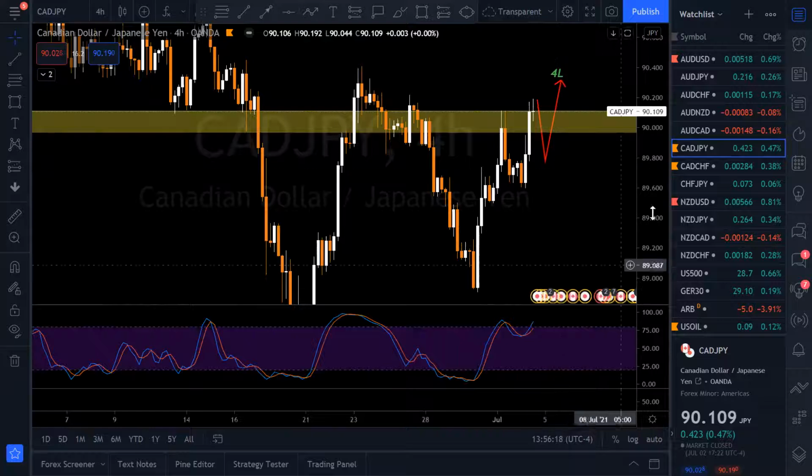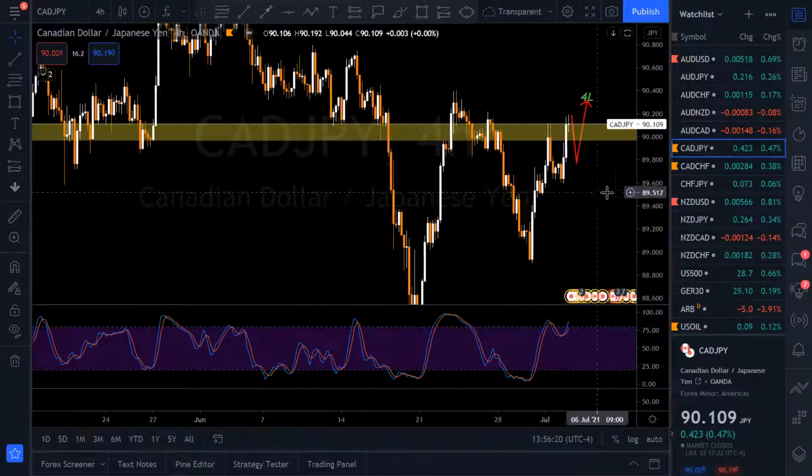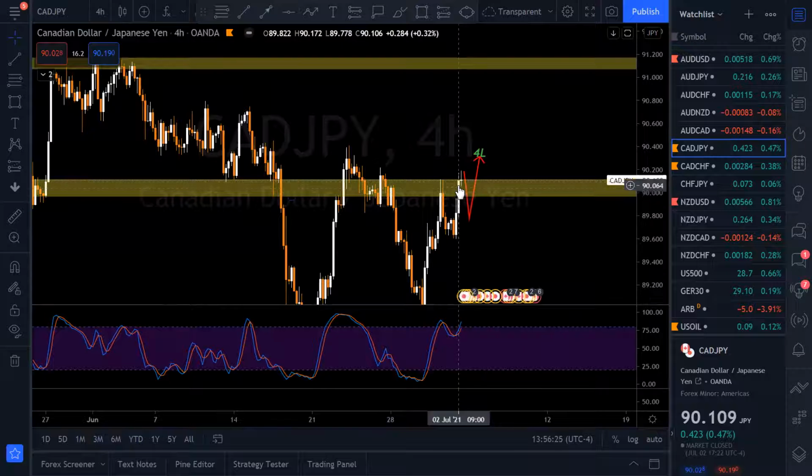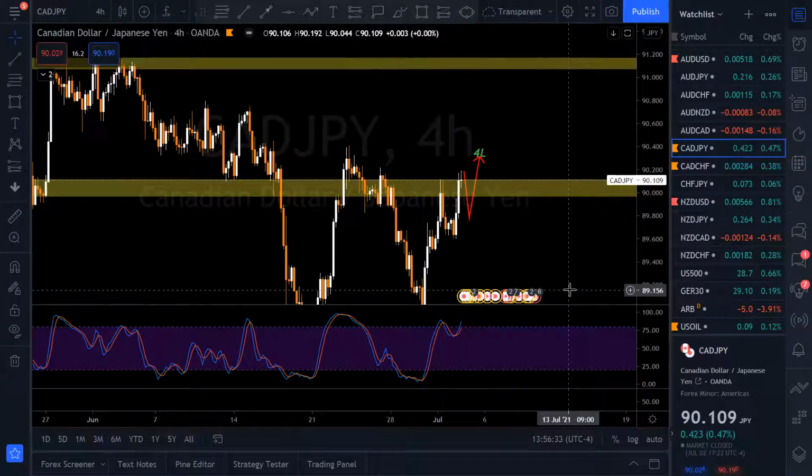I would be inclined to get involved in this trade. But because we made a higher low here and we're getting higher closes relative to these, I'm going to be holding off and watching this pair.